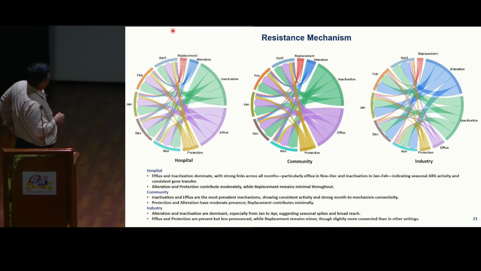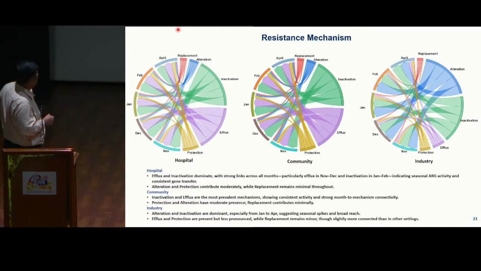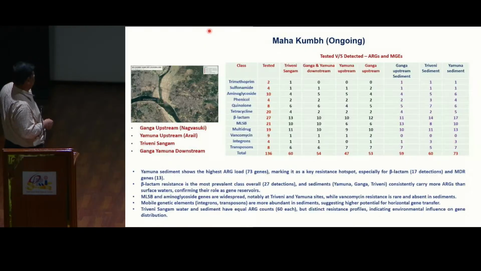We also looked into the resistance mechanism, how hospital, community, and industry are varying with respect to the mechanism. Each has its different mechanism. Particularly, industry has less infection, and wherever we see microbes, the gene transfer mechanism was prevailing, whether it is hospital, community, or industry.